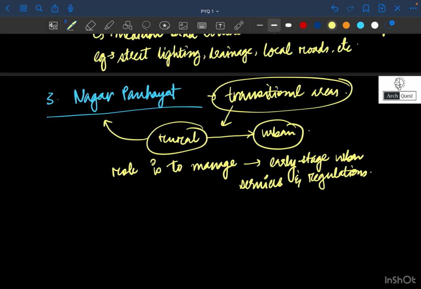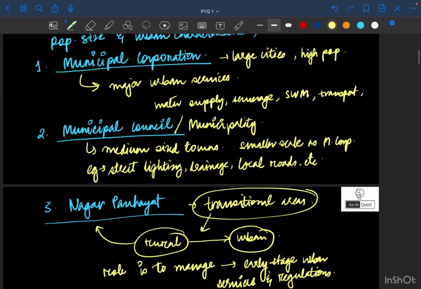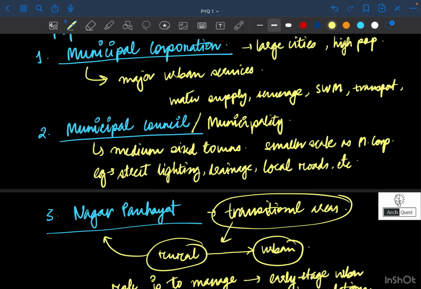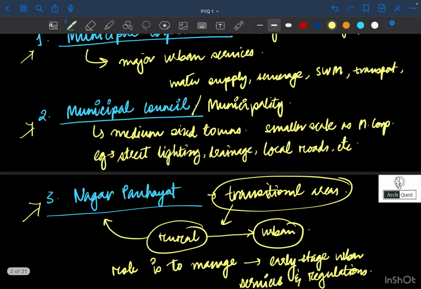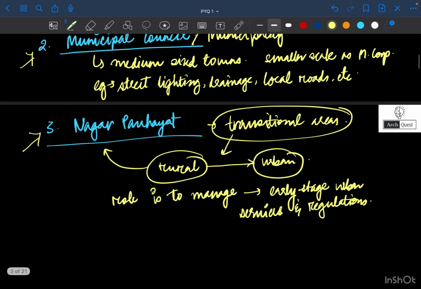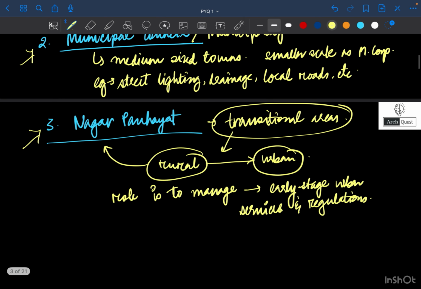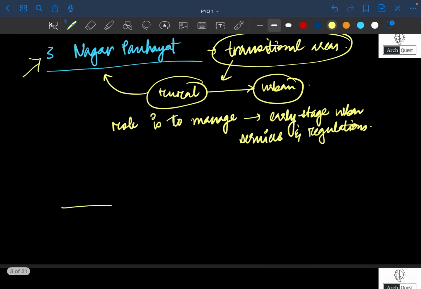So you get the hierarchy. If we talk about small to big in context of size and population, first would be the Nagar Panchayat, then the municipal council or municipality, and then the municipal corporation. The functions that we have listed are holistic ones: urban services, water supply, town planning, street light, all of this. But their functions are all in all divided into two categories.